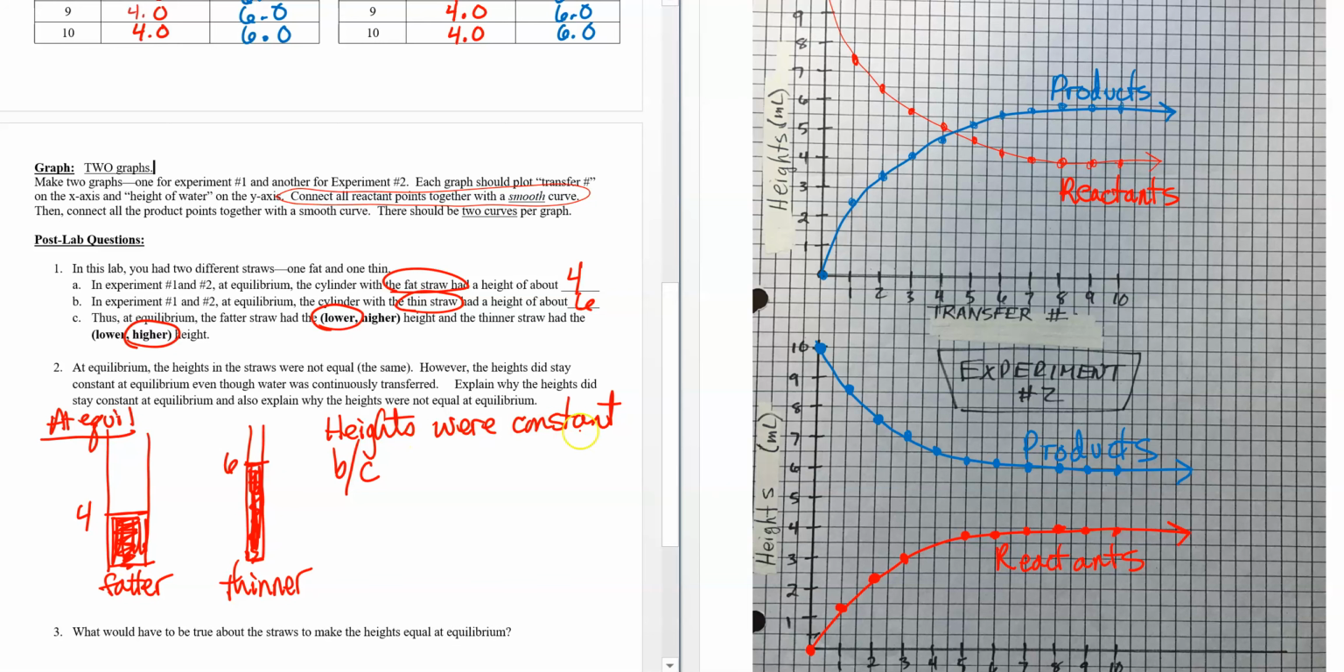So heights were constant because the volume of water in straws transferred was the same.